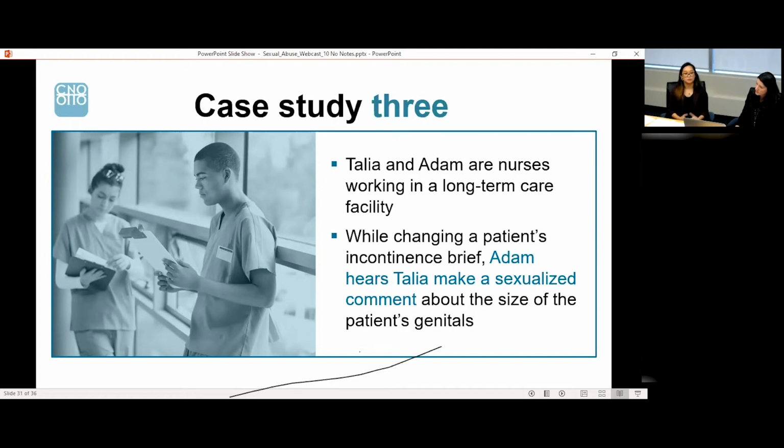So again, we're just going to pose some questions to allow you to reflect on this scenario. Is a sexualized comment reportable? What should Adam do after observing this encounter? So again, we're just going to pause for a minute to allow you to reflect on this scenario. And again, at this time, please feel free to send any comments or questions to the host.